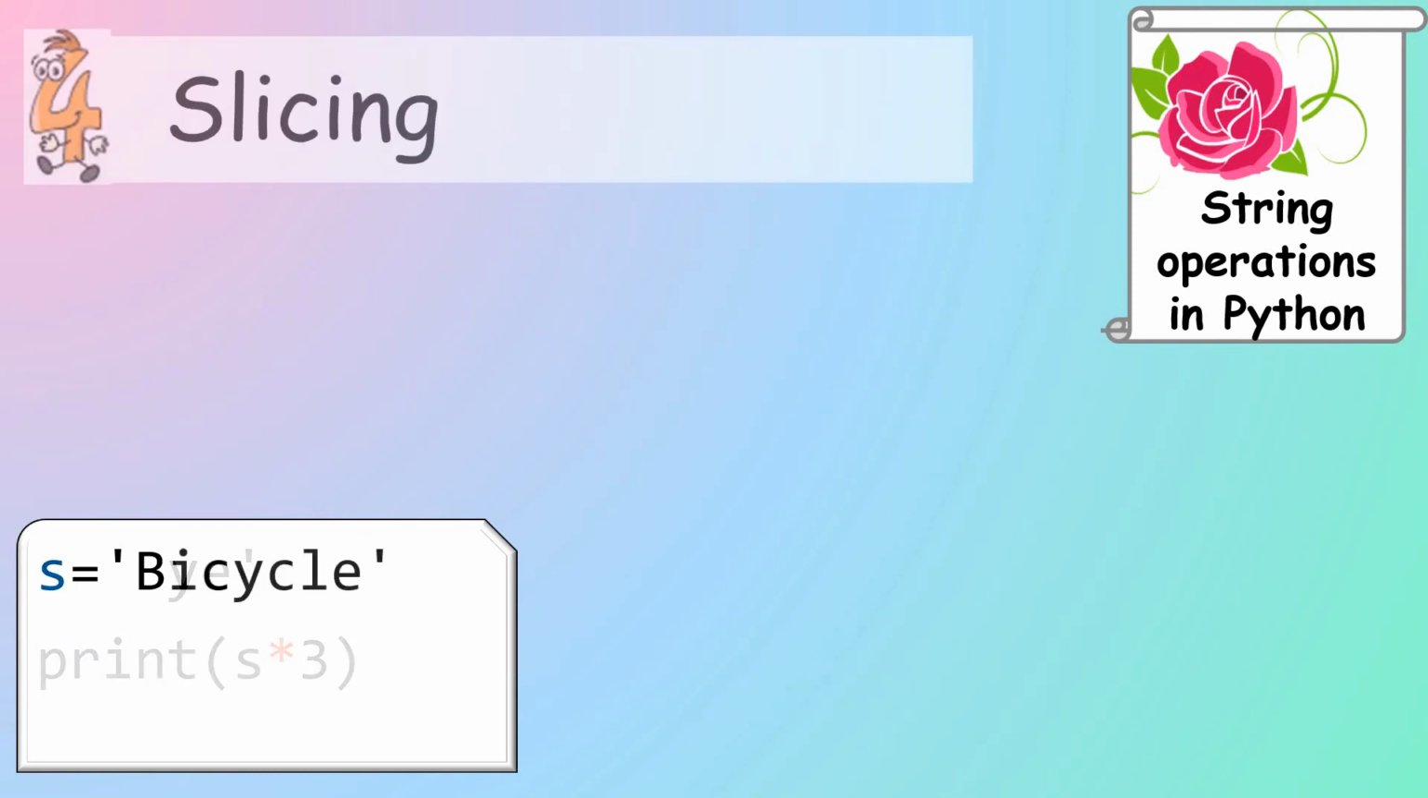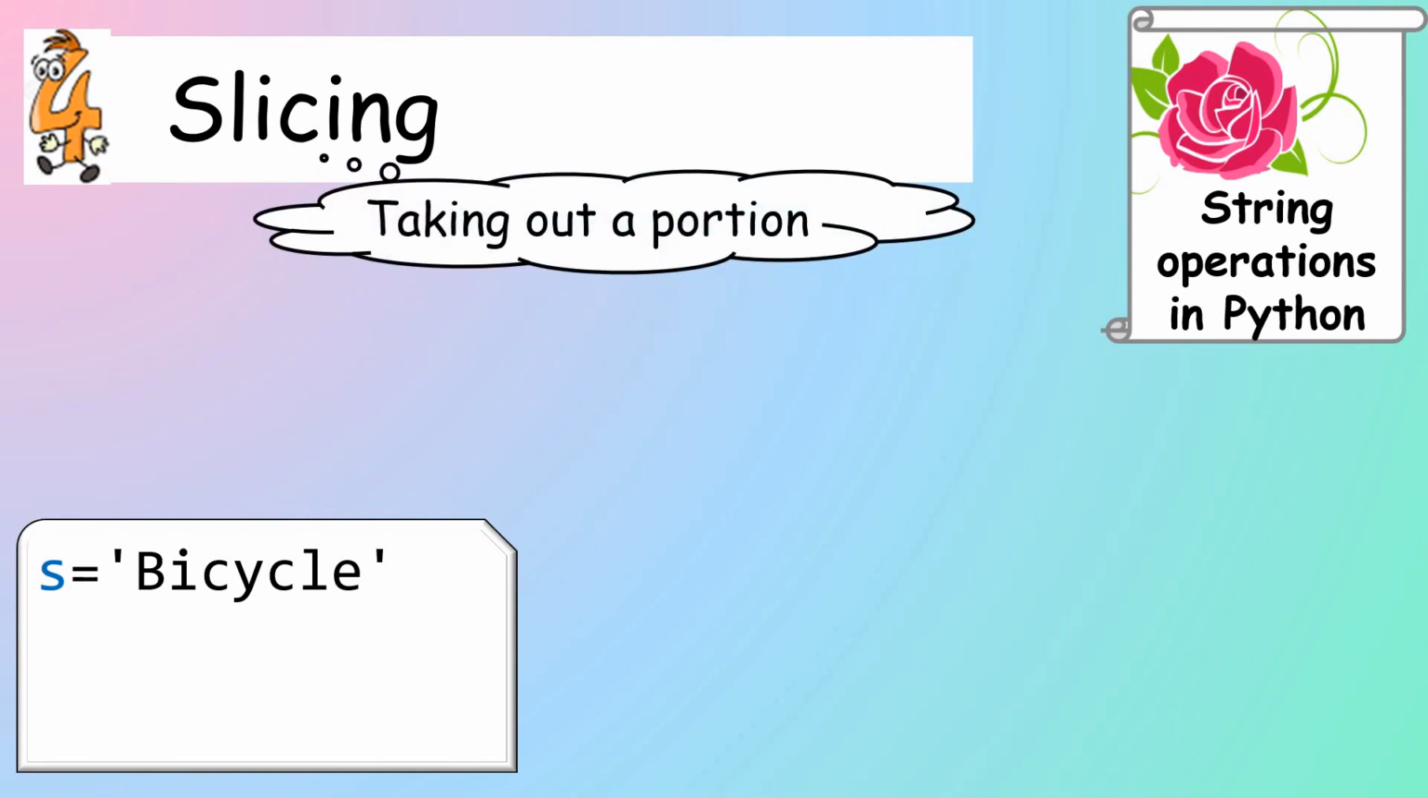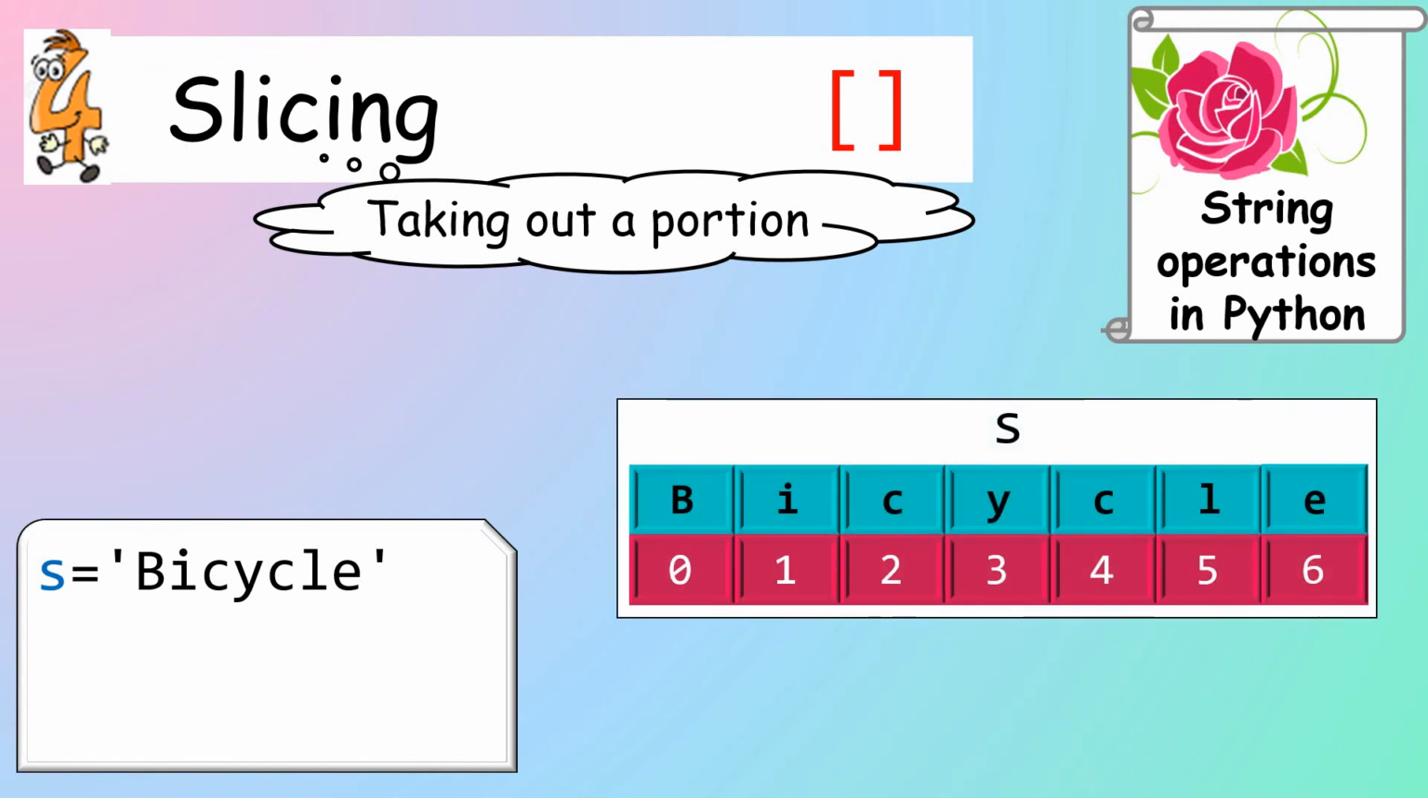The next operation is slicing or string slicing. Slicing means taking out a portion of the string. The slicing operator is the square brackets. So here I have taken the value of S as bicycle, the string bicycle. So how will that string be stored in memory? It will be stored in an array in this manner. Each character will be in one memory location. And you can see the positive subscripts or indexes from 0 to 6.